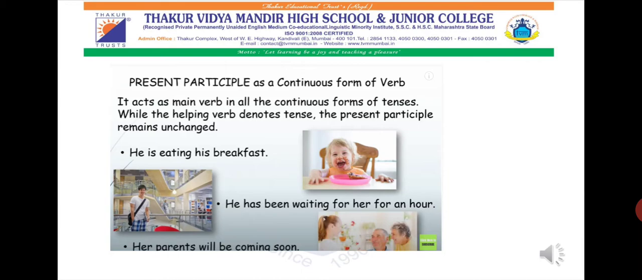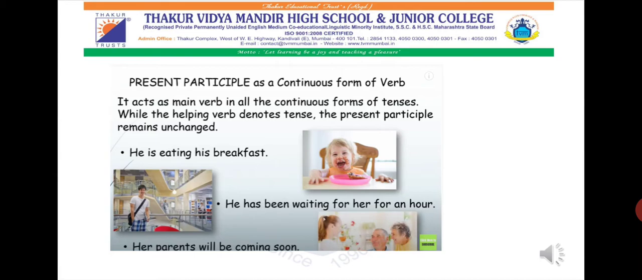That particular person is eating his breakfast. Now the second example: he has been waiting for her for an hour. In this we see that waiting over here is the main verb. Has been is the helping verb. Now this particular sentence is a present perfect continuous sentence, and we see that some action is going on. He has been waiting. He is waiting for so long.